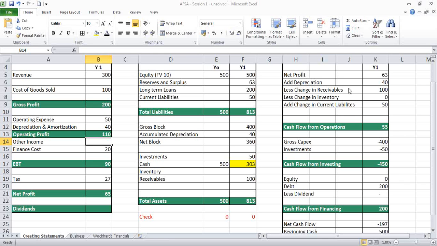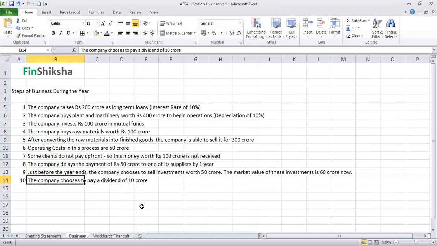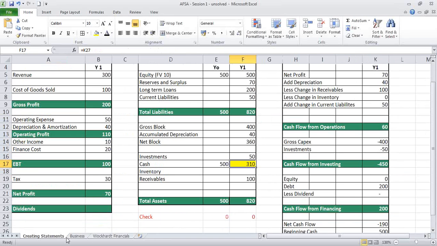You see cash balance at this point of time is something like 303. Now if I put in another income of 10, 3 out of that will be taxed. And once that comes in, cash goes to 310. Finally, last statement, the company chooses to pay a dividend of 10 crore. I will put the dividend here at 10, which automatically gets adjusted in my cash flow, but leaves my balance sheet unbalanced, because when I made the adjustment, reserves and surplus only adds undistributed profits.